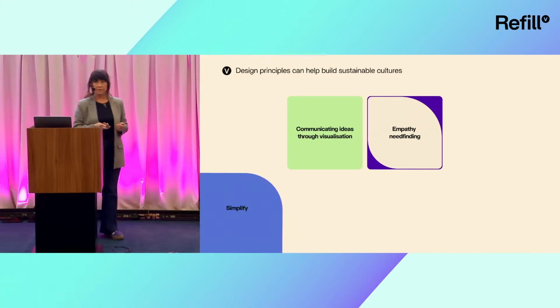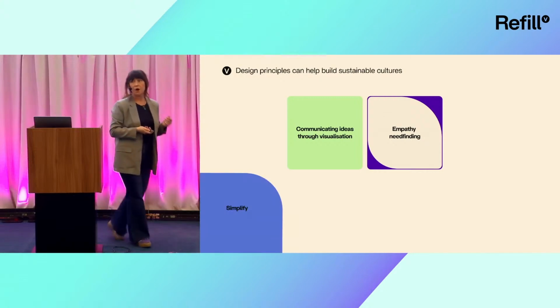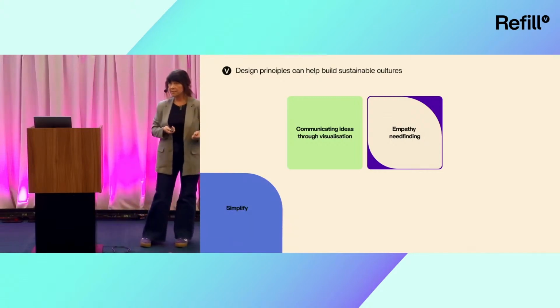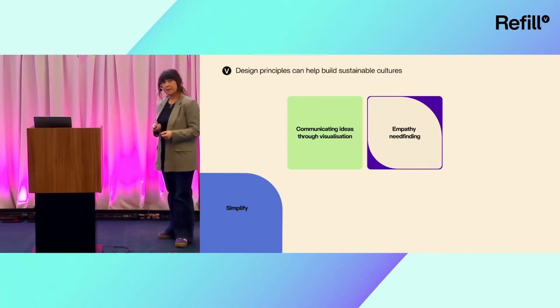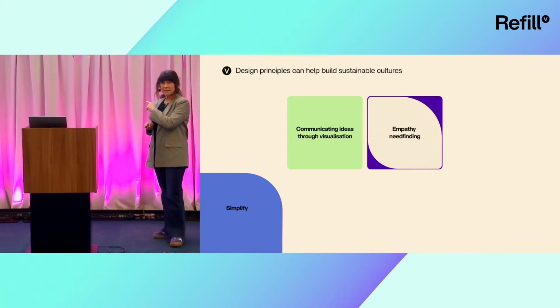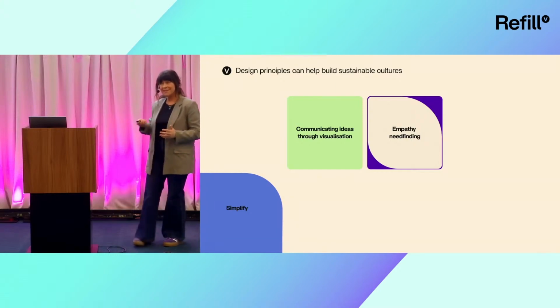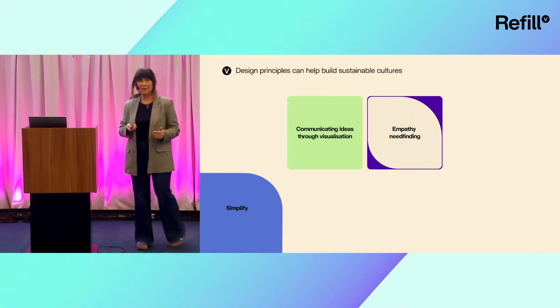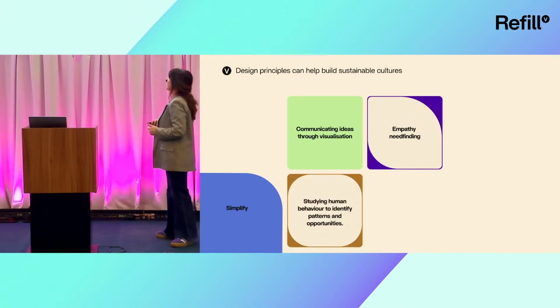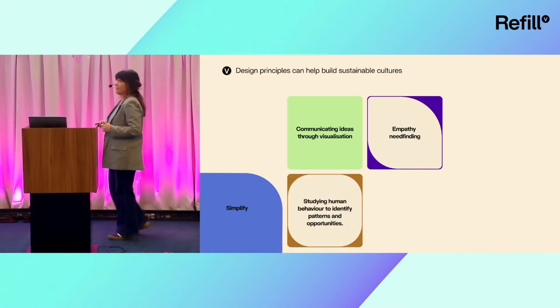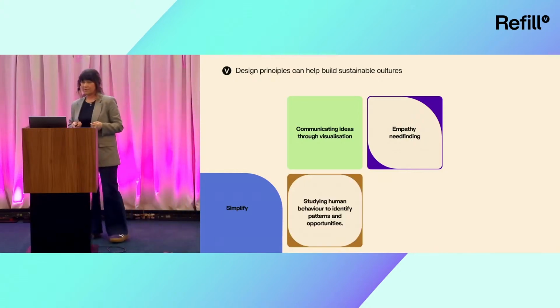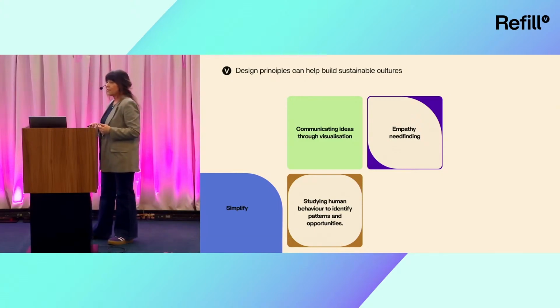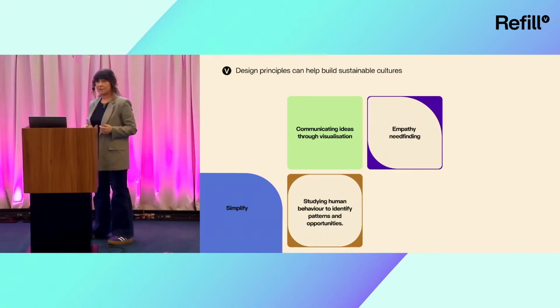We simplify. We take the complex information and we try and simplify it so it's easier for other people to understand. That's one of the things that I think is problematic with sustainability, is that it's information overload. And I think designers can help communicate that much better. We study human behavior, interesting what Vegard was talking about earlier on, which is really important to identify patterns and opportunities.